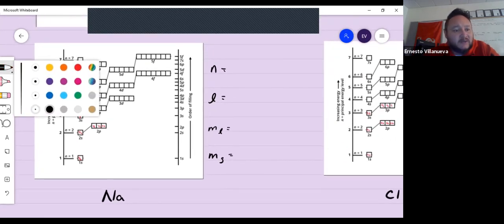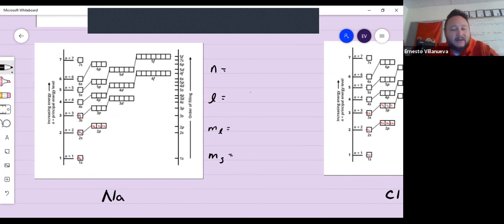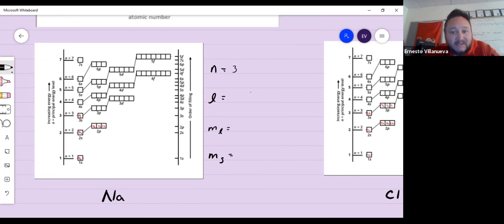Based on the electron configuration, I can already see that the principal quantum number for sodium is going to be 3. The azimuthal quantum number is going to be the s orbital, so that's going to have a value of 0, which makes m sub l equal to 0. And the spin is going to be just a positive 1/2. Okay, so these are the quantum numbers for sodium.